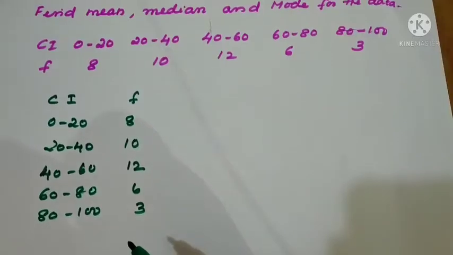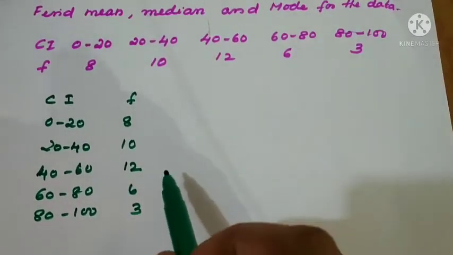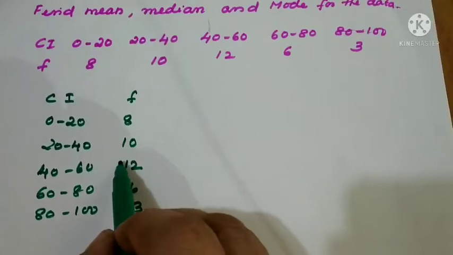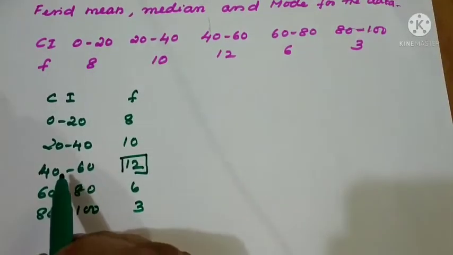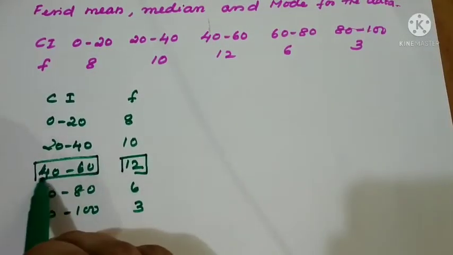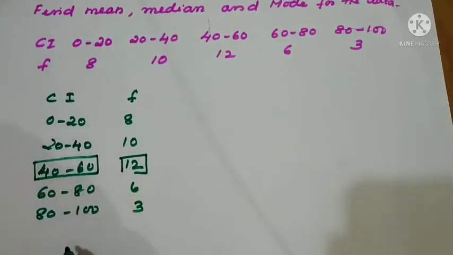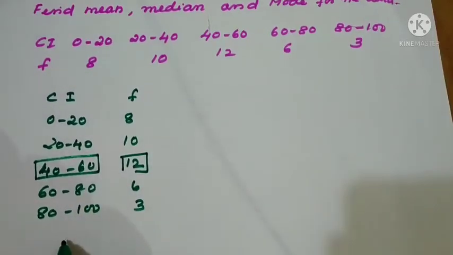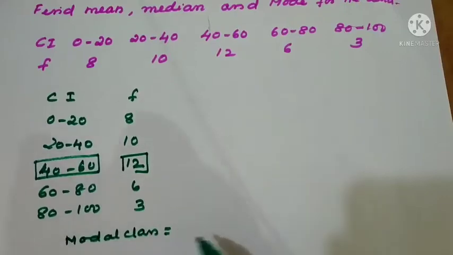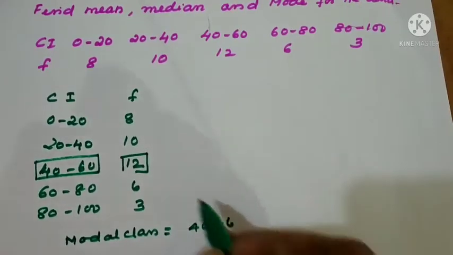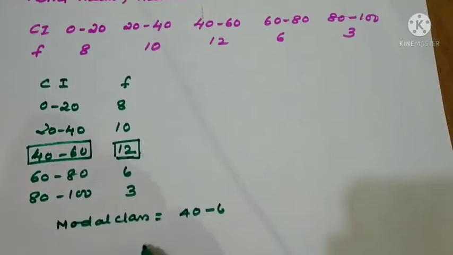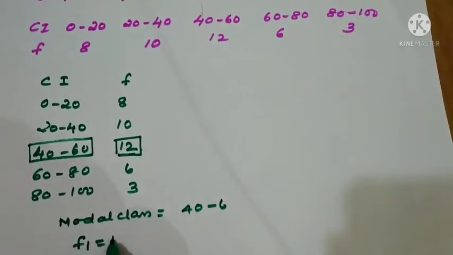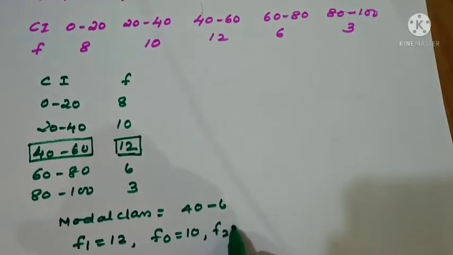So first I will calculate mode only. Mode is the easy one. So mode means highest frequency, that is 12. So correspondingly I can find out the modal class. Modal class equal to 40 to 60. Now correspondingly it is F1. So F1 equal to 12, F0 equal to 10, F2 equal to 6.